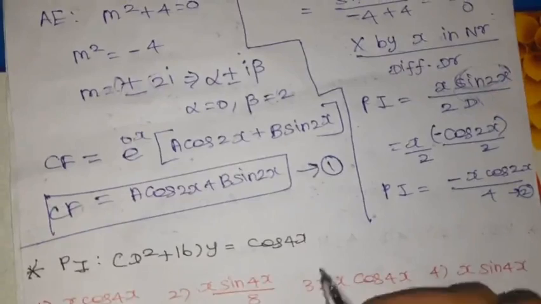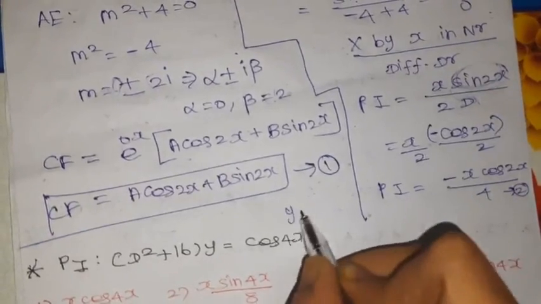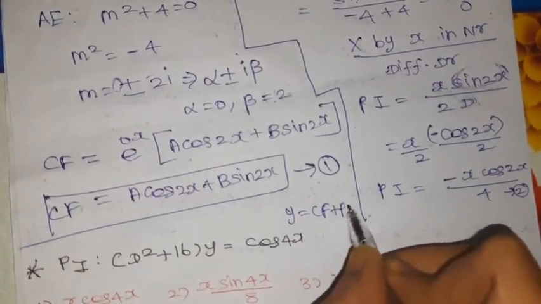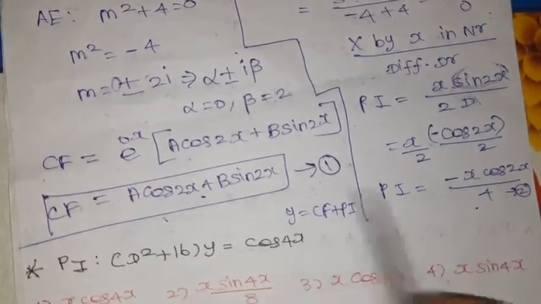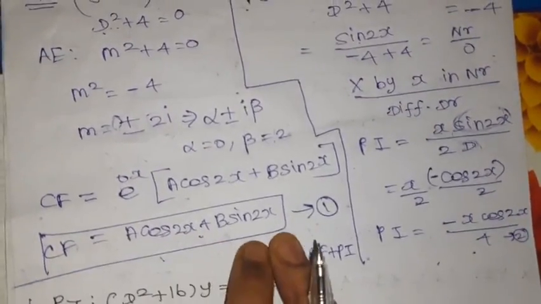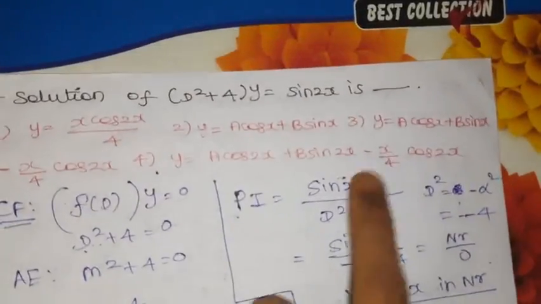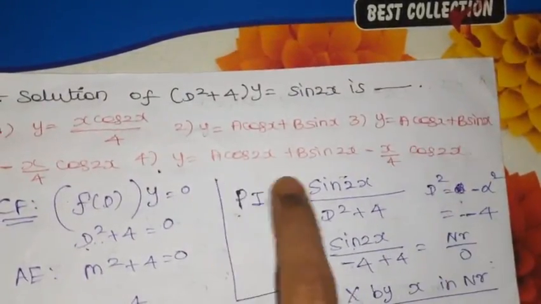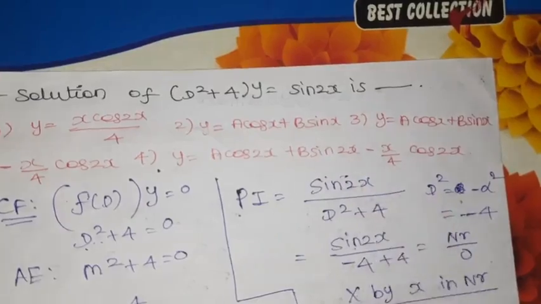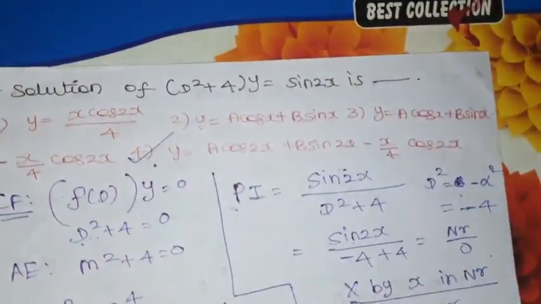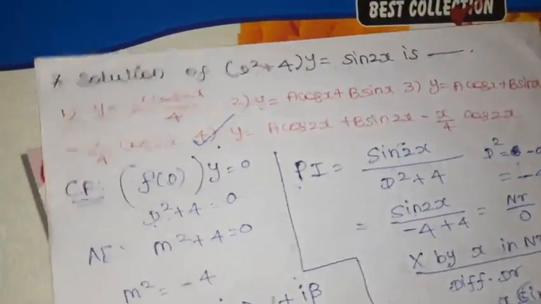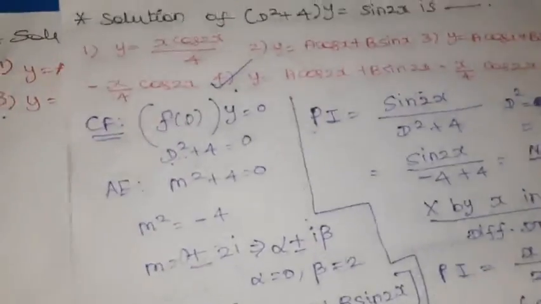So y equal to what? y equal to CF plus PI, adding equations 1 and 2. What will we get? a cos 2x plus b sin 2x minus x by 4 cos 2x. So this one, a cos 2x plus b sin 2x minus x by 4 cos 2x, is the right option for this problem. So this is the right option, option 4. 4 is the right option.